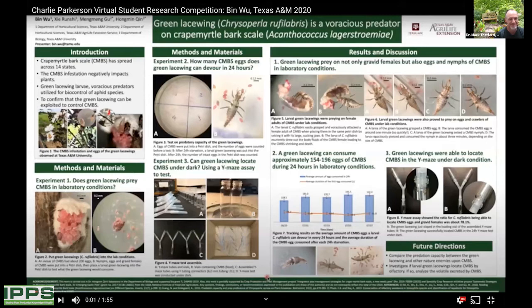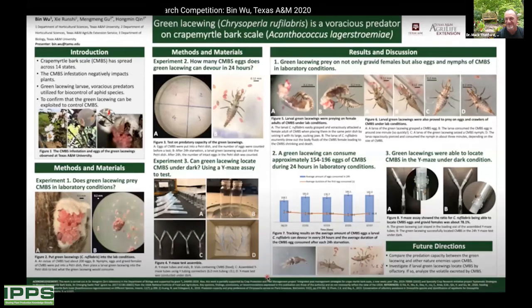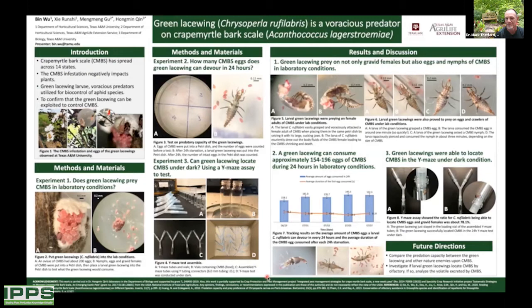Howdy. Last year, I happened to find some eggs of green lacewings on twigs of a crepe myrtle bark scale infested plant. The crepe myrtle bark scale was introduced from other countries and now has spread across 14 states of the United States. I was wondering whether crepe myrtle bark scale could be the food source for the green lacewings.